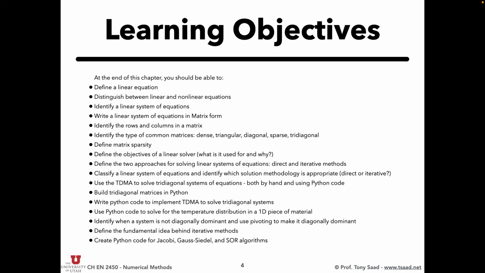A fancy representation of a system of linear equations, okay? Identify rows and columns in a matrix, identify some common types of matrices we deal with: dense, triangular, diagonal, sparse, tridiagonal, etc. Define what we mean by a sparse matrix, define the objectives of a linear solver. Why do we need a linear solver, okay? And define the two approaches or the two types of linear solvers, which are direct and iterative.